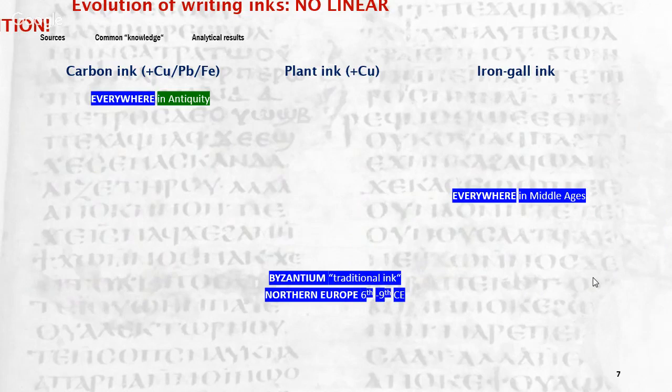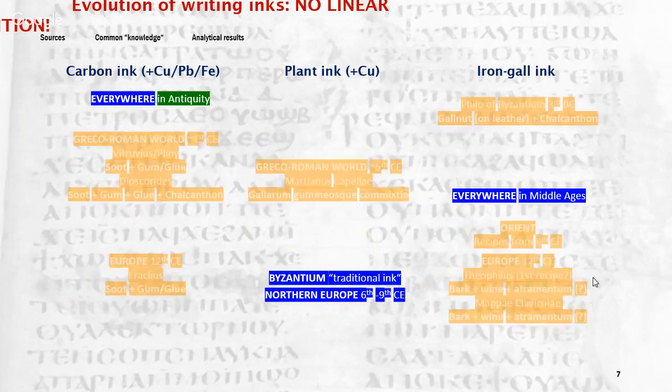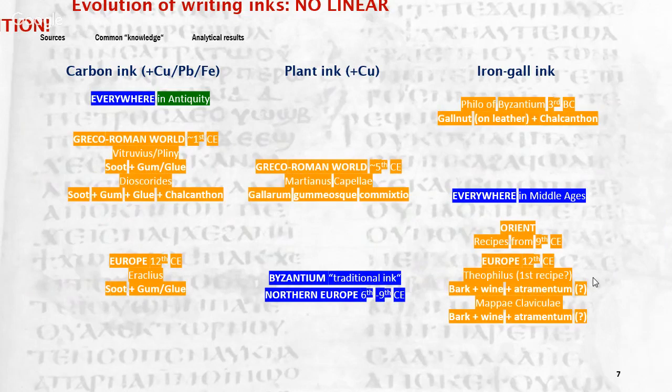Let's have a look now at what the treatises tell us. I'm talking about Pliny, Dioscorides. What do all these ancient treatises tell us about the ink? So again, let's start from the carbon. So we have in the Greco-Roman world Vitruvius and Pliny that tell us the recipe to prepare carbon ink, mixing indeed soot and gum arabic or glue as a binder.